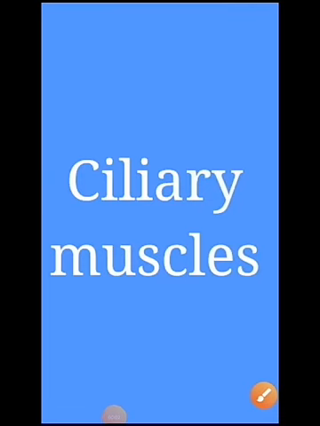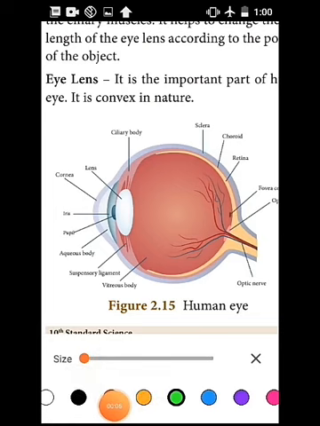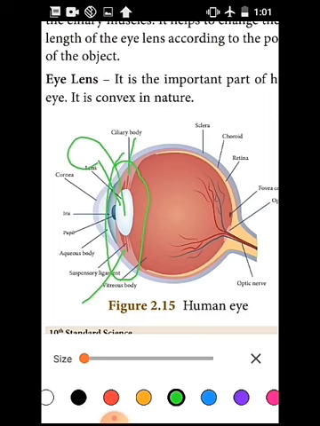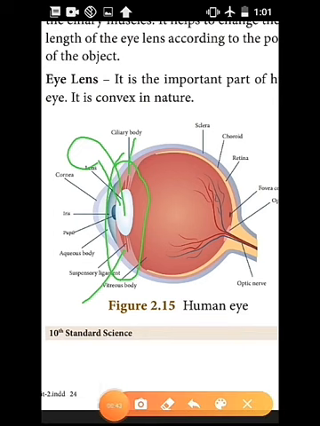The next part of the eye is the ciliary muscles. See this picture. This is the ciliary muscles. So what is the use of the ciliary muscles? It helps to change the focal length of the eye lens according to the position of the object. So where is the eye lens located? This is the eye lens. Okay. Between the ciliary muscles the eye lens is located.